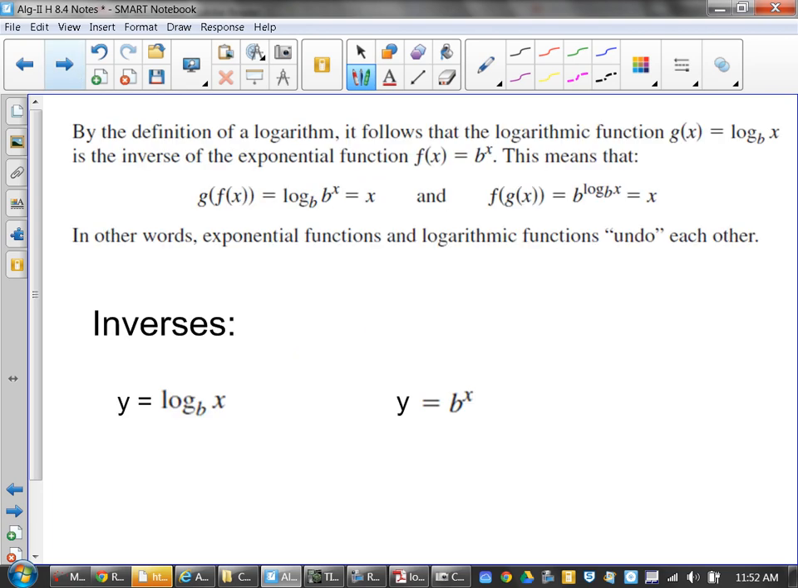Okay. So here's where logs start to get a little bit more interesting. It's when you start to work with them in terms of inverses.